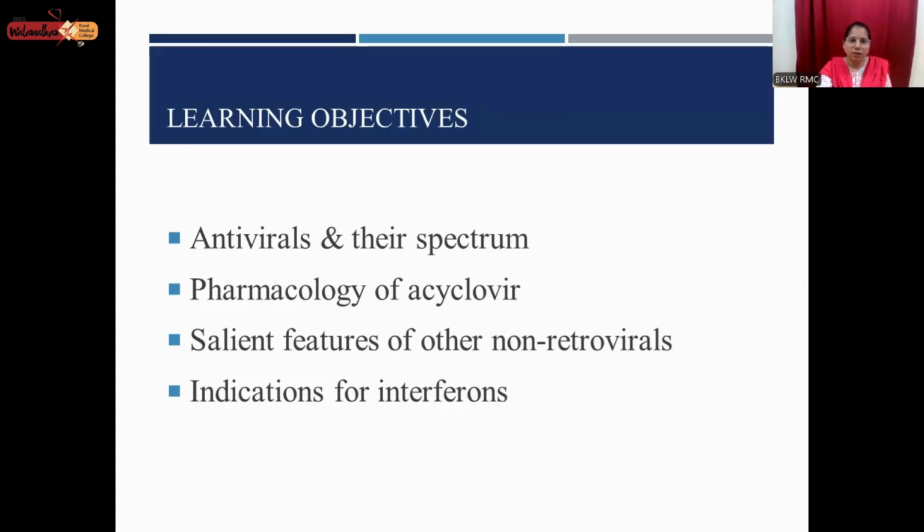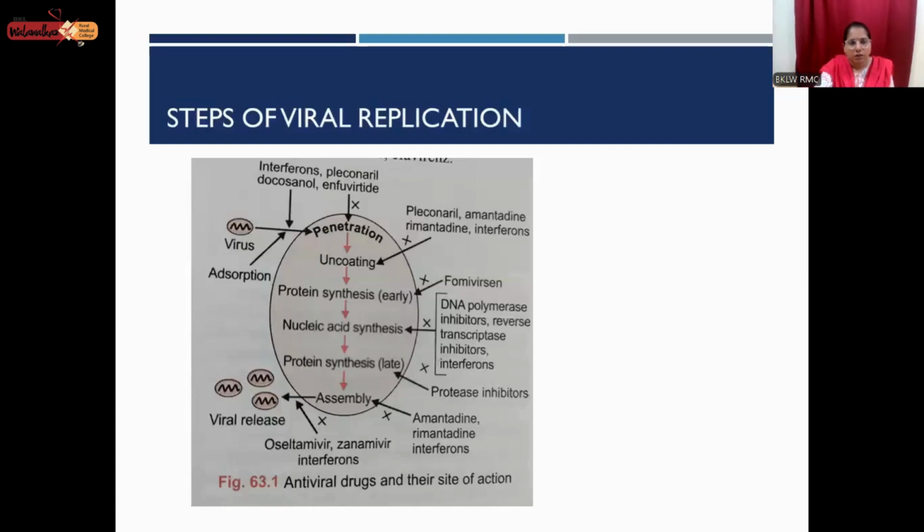Before going ahead, these are the learning objectives you should know: the classification of antiviral drugs and their spectrum of actions, that is, how many viruses the antiviral drugs are going to cover. The pharmacology of acyclovir, the prototype drug, in detail, and some salient features of other non-retroviral drugs, their indications, and details about the interferons. So these points should be covered in today's class.